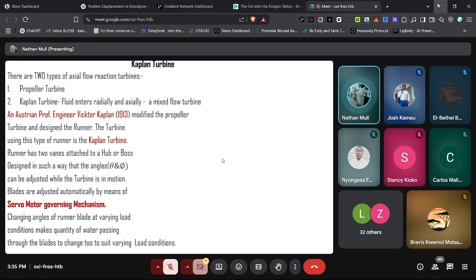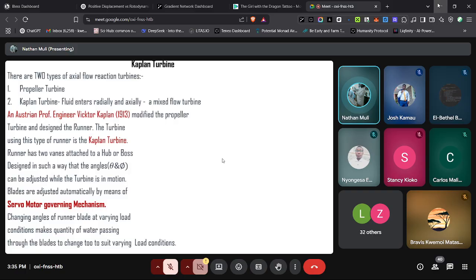Okay? When we look at the discharge through the Kaplan turbine, the discharge is more or less like it is for the Francis, because Q is equal to pi by 4 times (D squared minus d squared) times Vf, where D is the diameter of the runner, and small d is the diameter of the boss, or the hub. Of course, Vf is the velocity of flow at the inlet.